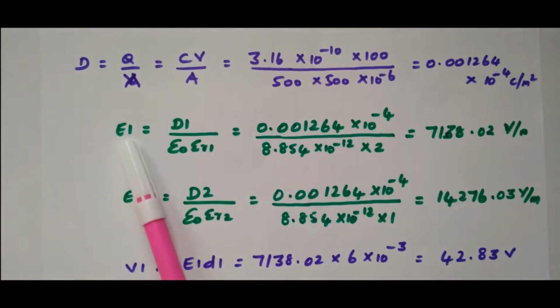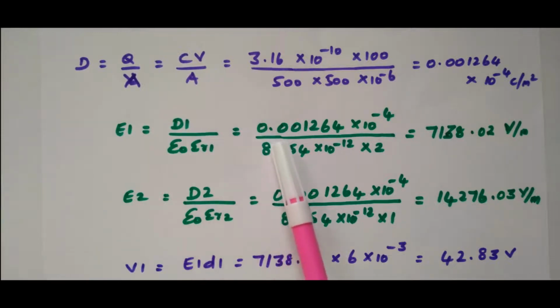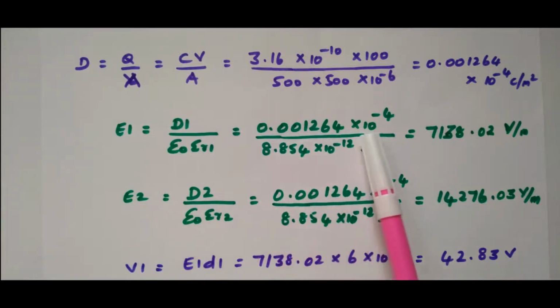So E1 equal to D1 divided by epsilon naught into epsilon R1. We know the relation between D and E, right? D equal to epsilon E. From that, E equal to D by epsilon, right? D1 and D2 are both equal to D. So the D value is 0.001264 into 10 to the power minus 4.